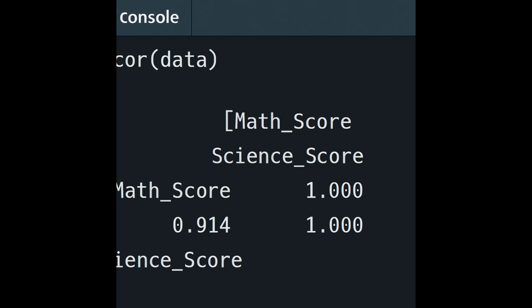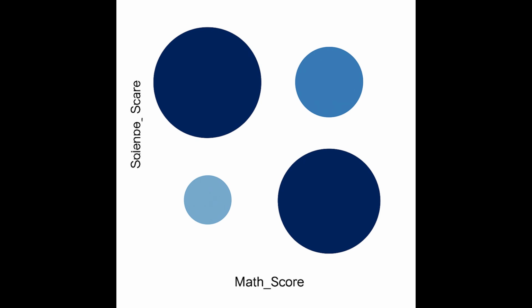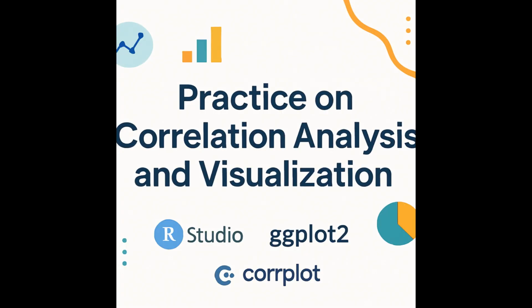function. To visualize the correlation matrix more intuitively, you should install and load the ggplot2 and corrplot packages. Using the visualization features of the corrplot package, you can see the correlations at a glance through the size and color intensity of circles. The stronger the correlation, the darker the color and the larger the circle.